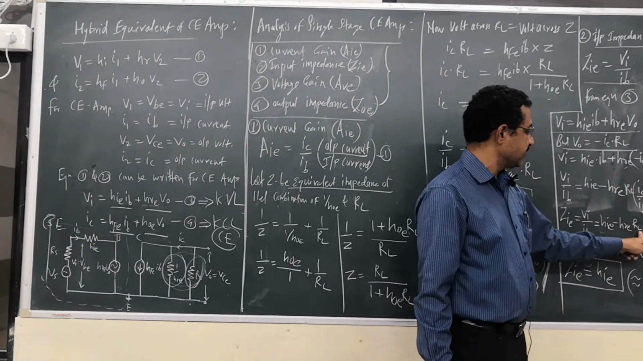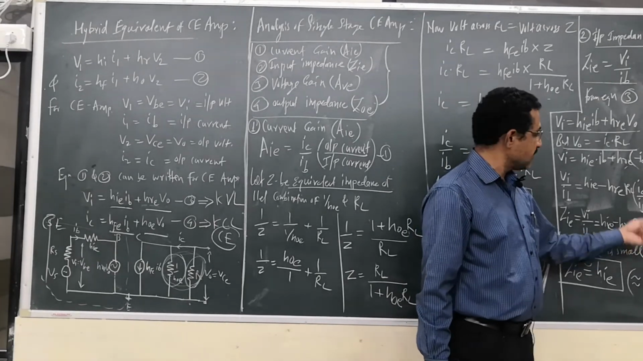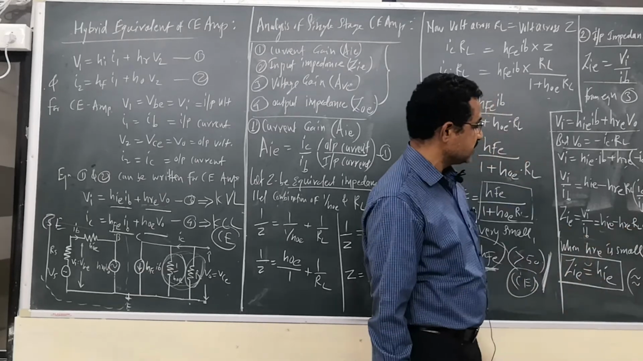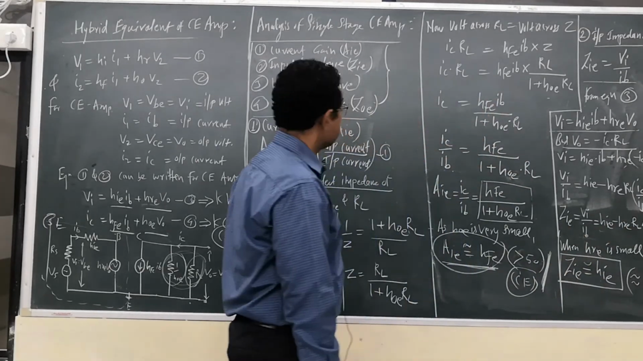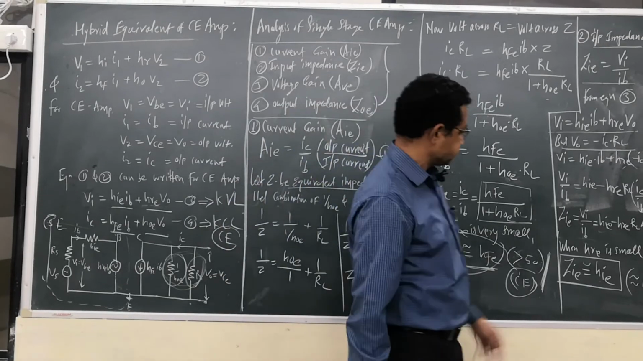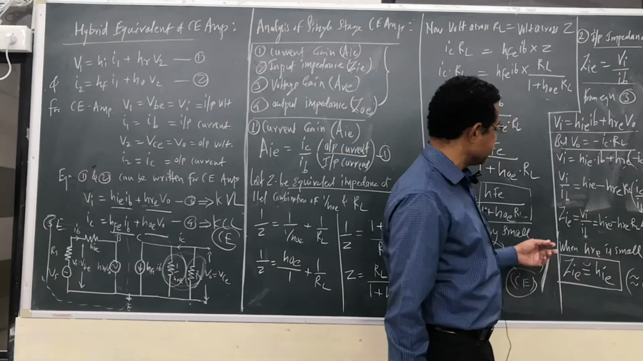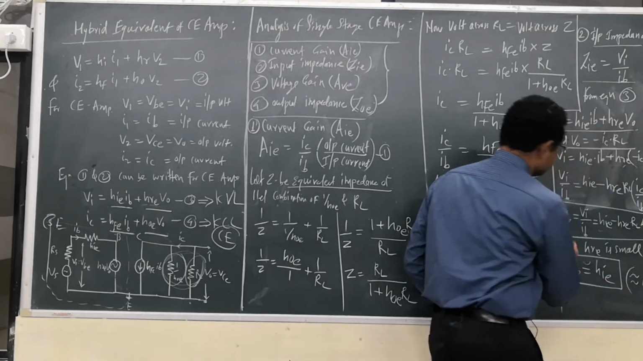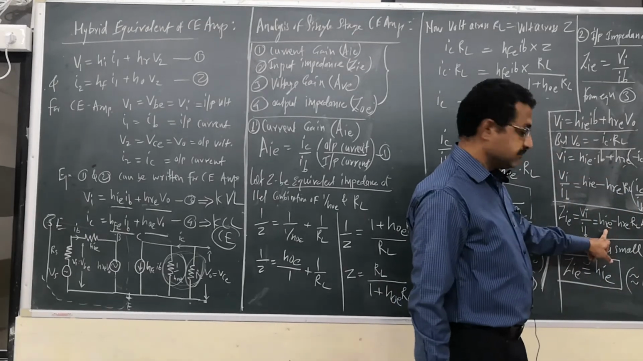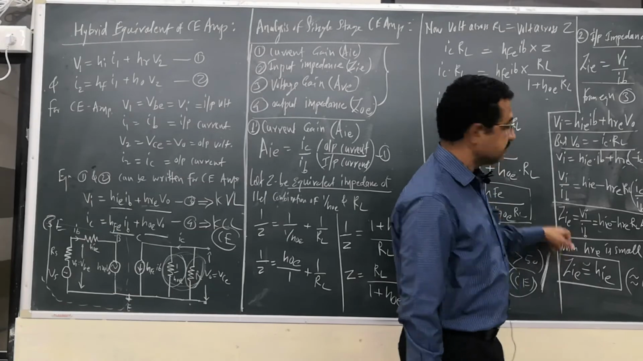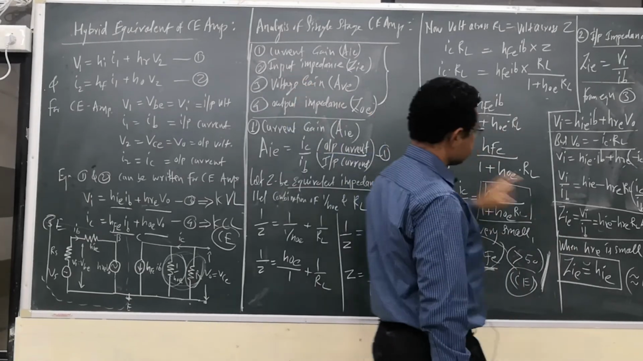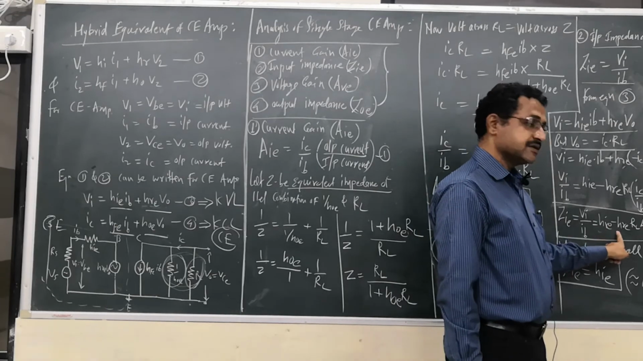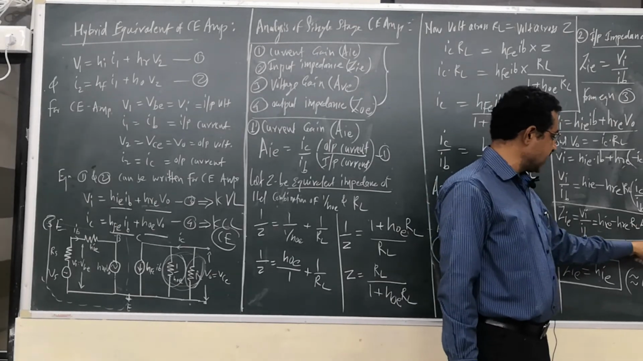So Zi is equals to hie minus hre into RL into Aie, because Ic divided by Ib is nothing but Aie, that is nothing but the current gain, that is Aie. So finally we will obtain the value of Zi के value हमें यहाँ मिला, that is Zi, the input impedance. Zi input impedance is equals to hie minus hre into RL into Aie.